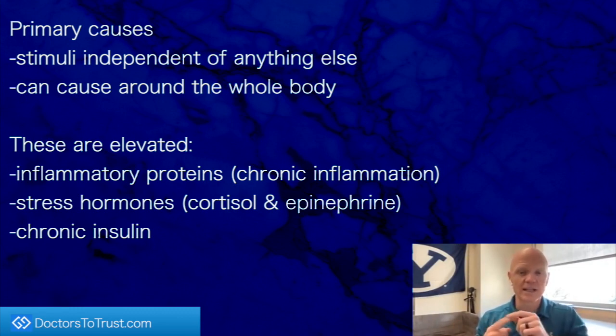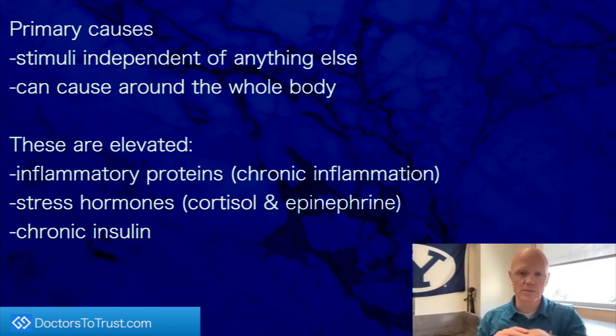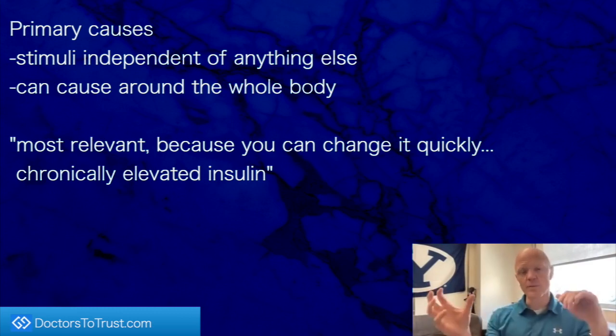But when we can detect elevated levels of inflammatory proteins or hormones, then the body will become insulin resistant as a direct result. Same with those stress hormones, cortisol and epinephrine. Everything else can be fine, but if those hormones are up for too long, then the body starts to become insulin resistant. And then what I believe is the most relevant, because you can change it so quickly, is the chronically elevated insulin, where too much insulin is causing the body to become resistant to it. So those are the primary causes.